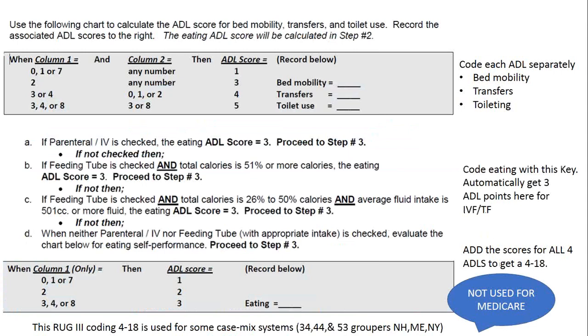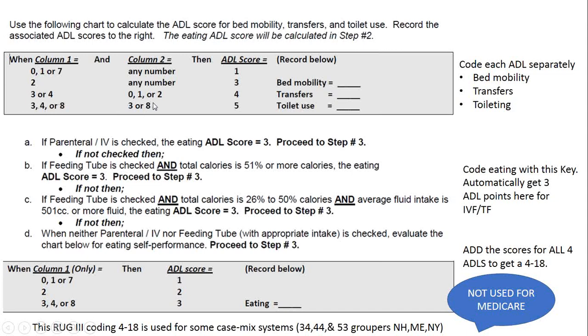So the New Hampshire 34, the Maine 44, and the New York 53 all use this system, and where again it's still bed mobility, transfer, and toileting separate from eating. And a 0, 1, or 7 with any amount of staff helping is going to give you 1 point. Limited assist with any amount of staff is going to give you 3 points. Limited or extensive assist with 1 person assist is going to give you 4 points. And then you have extensive, total, or didn't occur, and you're going to get 5 points for that.